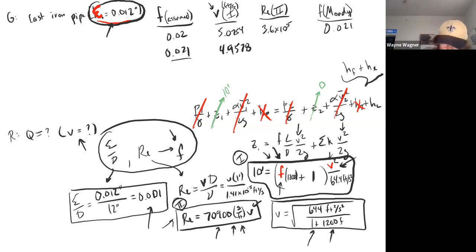3.5 times 10 to the 5th. And I'm not going to be able to tell those differences on the Moody diagram, so this is going to be the same. Okay, which means this is our velocity.